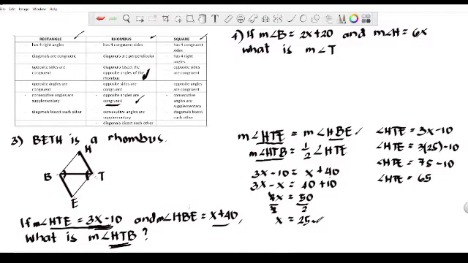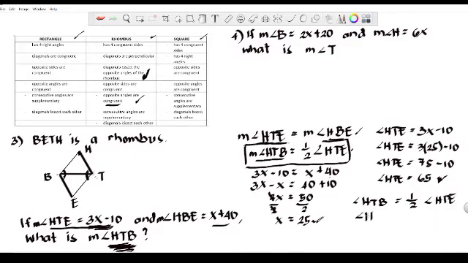But that is not what we are looking for. The question asks, what is the measure of HTB? The angle HTB is half of HTE. So therefore, the value we got for HTE, we divide by 2. Angle HTB is equal to 1/2 of angle HTE, so angle HTB is equal to half of 65, or 65 divided by 2. That is equal to 32.5.